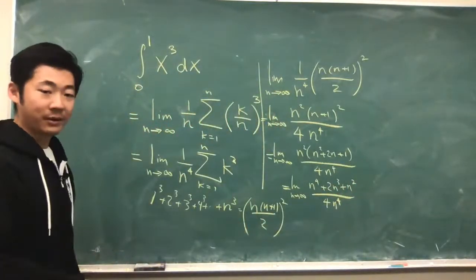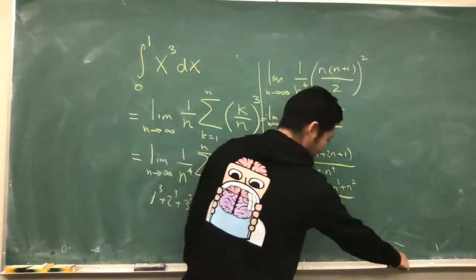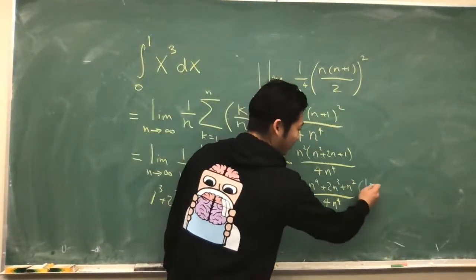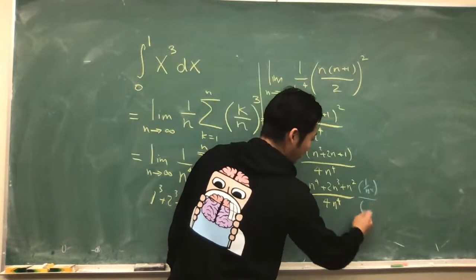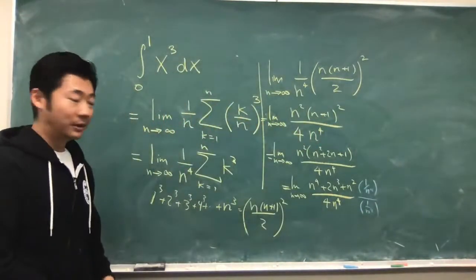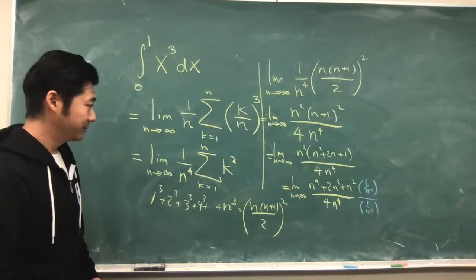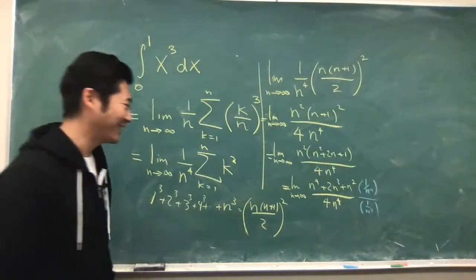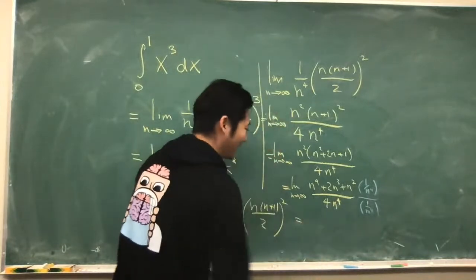And then you can do whatever you want. Maybe multiply the top and bottom by 1 over n to the 4th, or you can use L'Hopital's rule. I guess those are the only two ways to do it. And then you get 1 over 4.